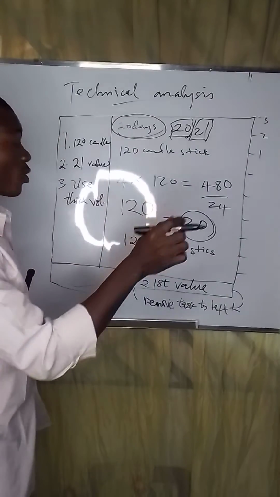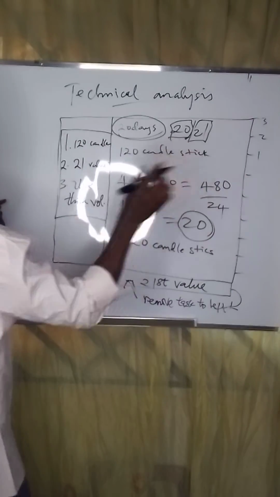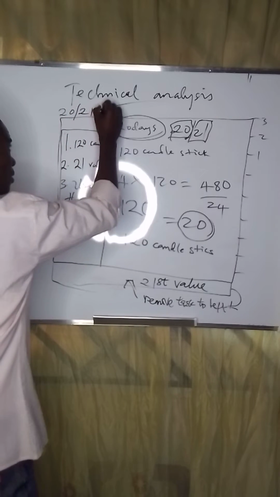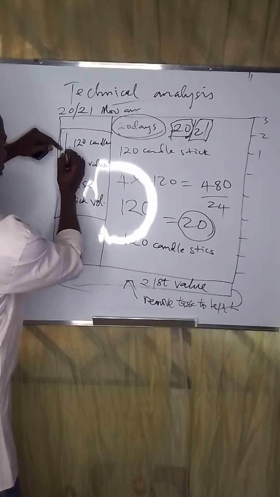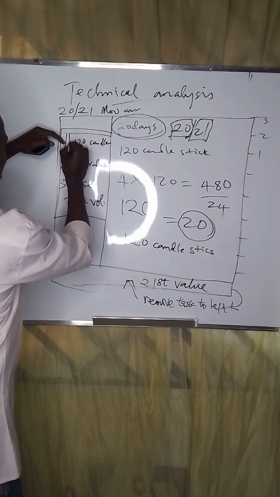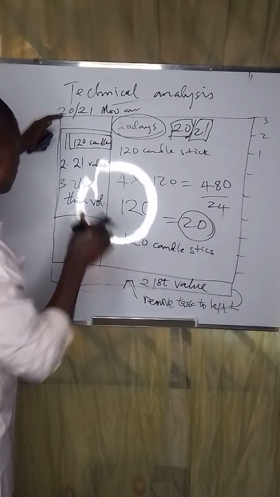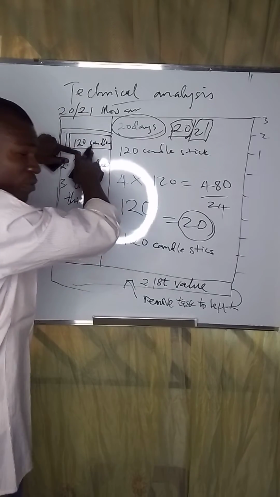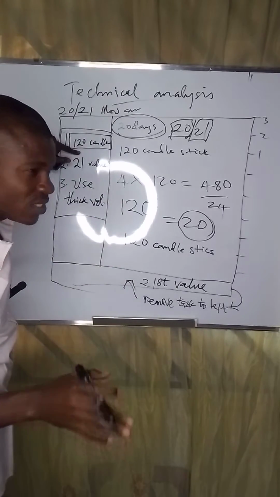Now, if you understand these 3 things we have said here. First, remember we said we are using 20/21 moving average. I've told you why 120 candlesticks is for the 20-day period. Our 20-day period, on the 4-hour time frame, 120 candlesticks is exactly 20 days.